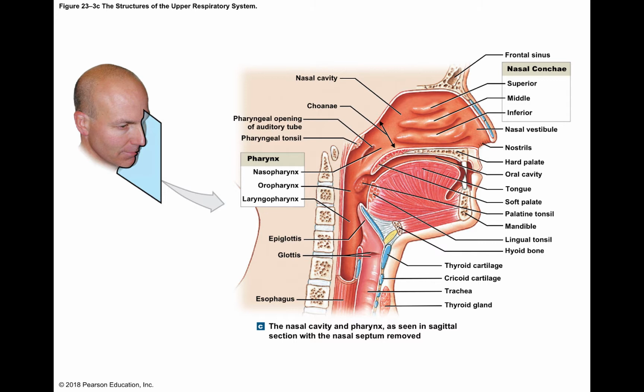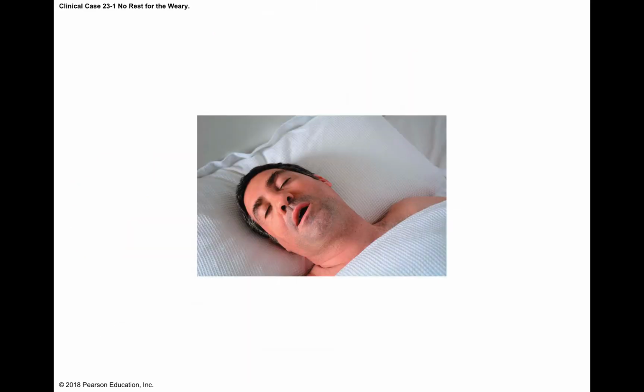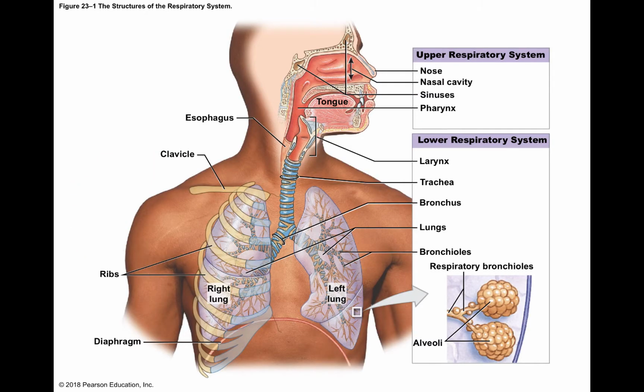So that's how that's forced to go down there. So those are some of the structures in the upper respiratory system. In the lower respiratory system, and we're going to go over all of these as well, here's the larynx right here with all those pieces of cartilage we'll talk about.